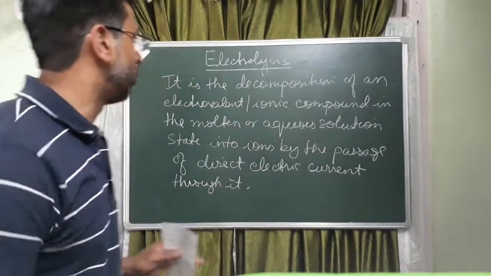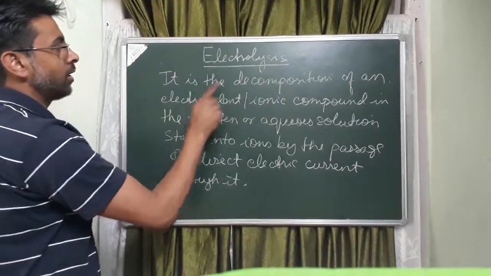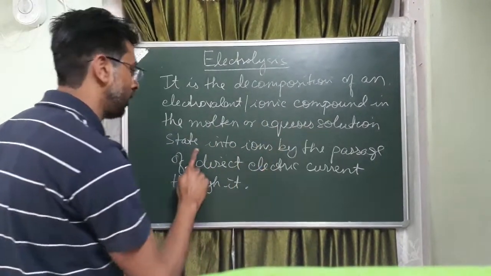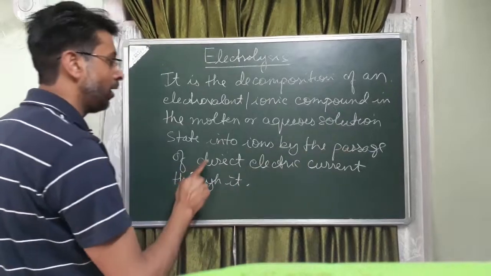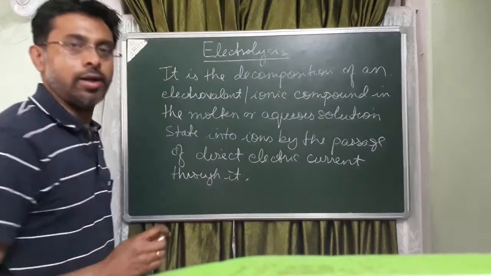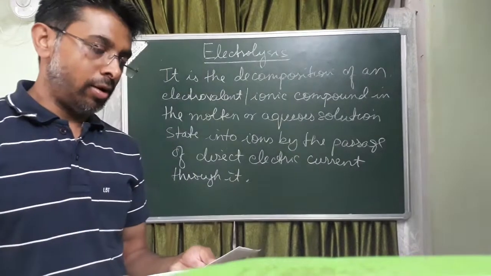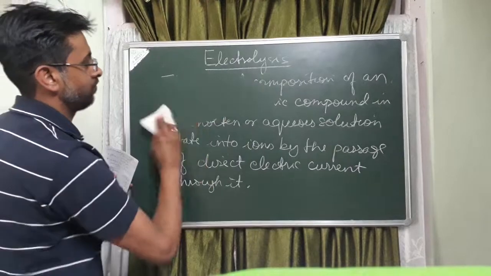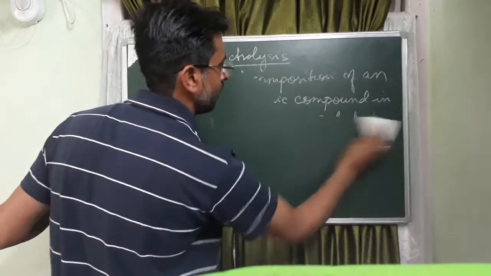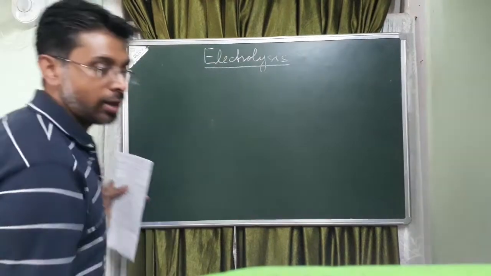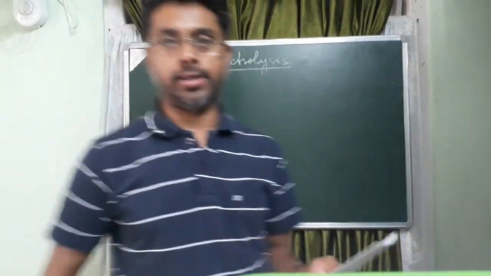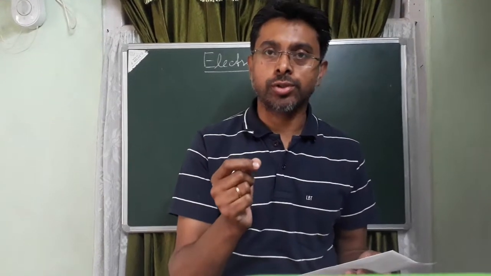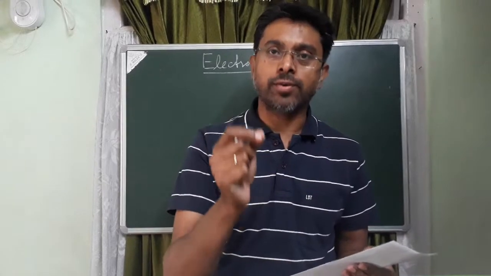So, I repeat once more. What is electrolysis? It is the decomposition of an electrovalent ionic compound in the molten or aqueous solution state into ions by the passage of direct electric current through it. Now, after this, what are examples? Let me give you some examples about what are electrolytes now. What are electrolytes? Electrolytes are basically ionic electrovalent compounds which allow the passage of current through them.